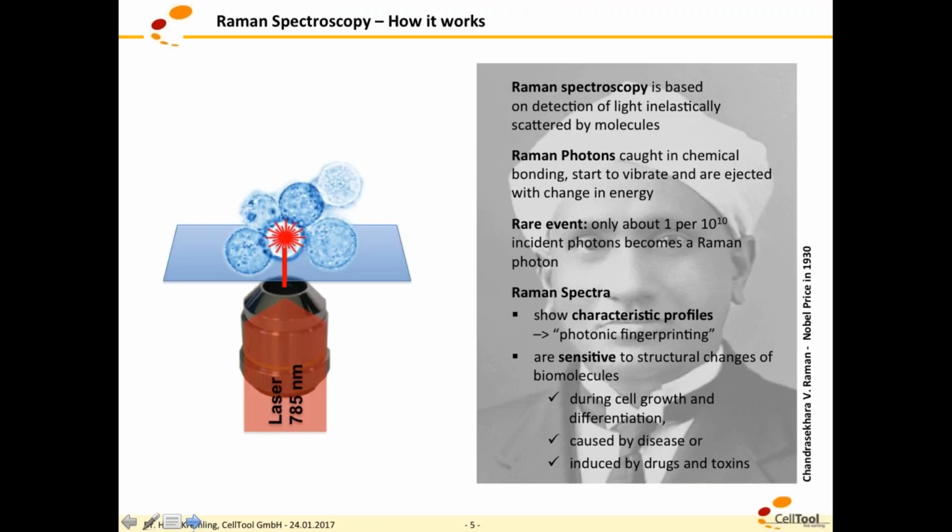And the majority of the photons pass the cells without getting disturbed. However, a small part of the laser photons interact with the atomic bindings in the cell molecules in a way that they transfer some of their own energy to these bondings and thereby lose a part of their own energy. And with this, they get a redshift in their wavelength. This is the so-called Stokes scattering. And these Raman photons, we detect then with a specific spectrograph.